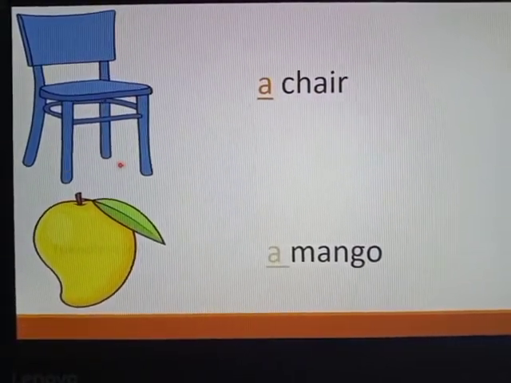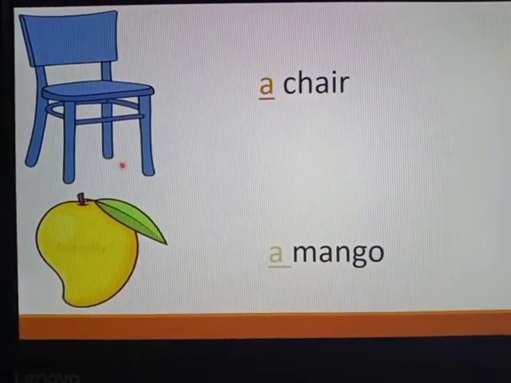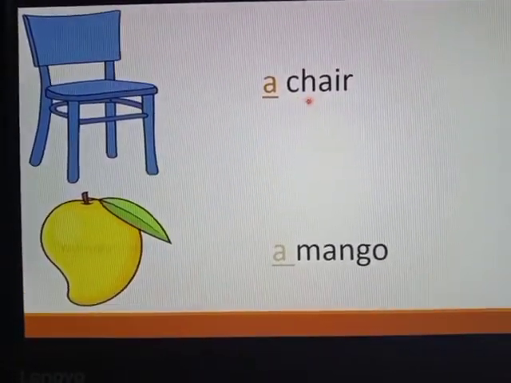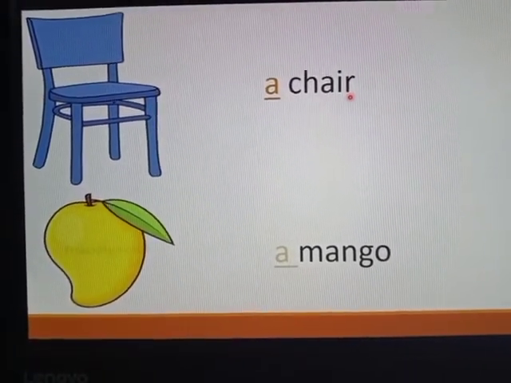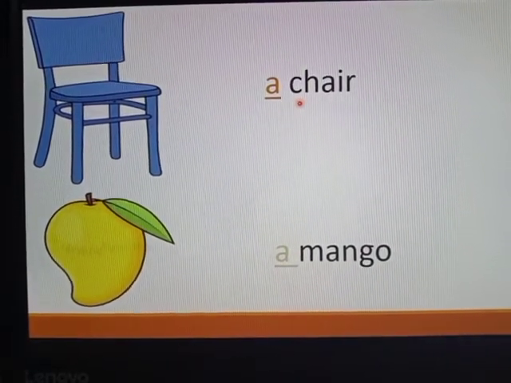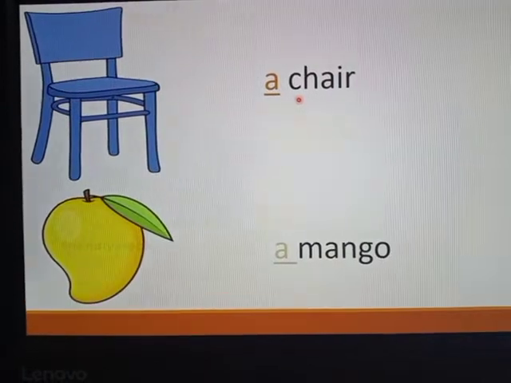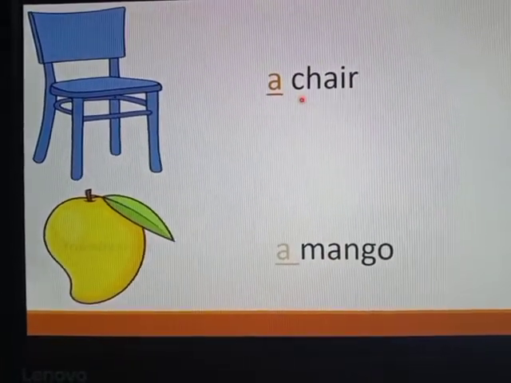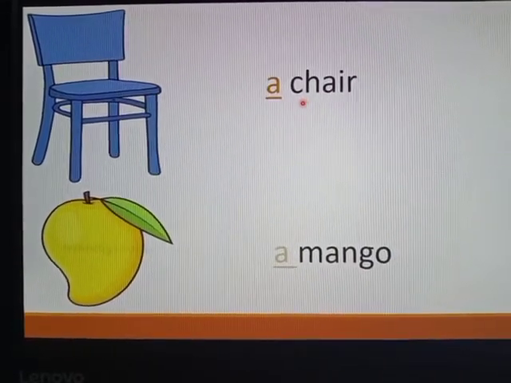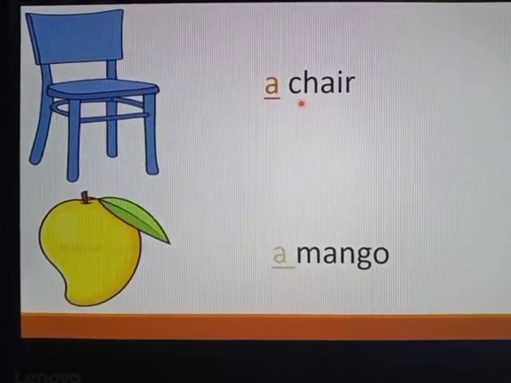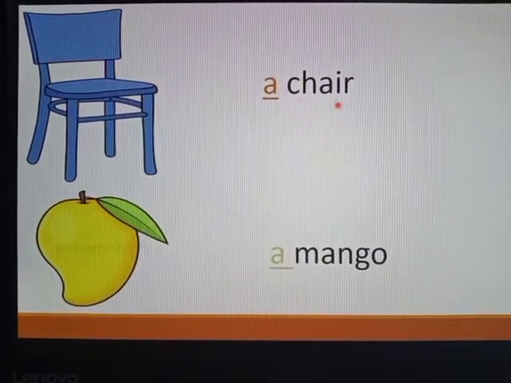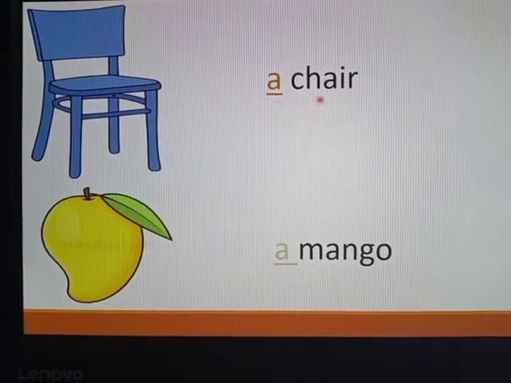What are you seeing in the first picture? Correct. It's a chair. We'll read the spelling of a chair. C-H-A-I-R. Now tell me, what is the starting letter of this word chair? Correct. It's a C. And C is a vowel or consonant? Correct. It's a consonant sound. So, what do we have to use? A before this word. So, a chair. How do you read it? A chair.